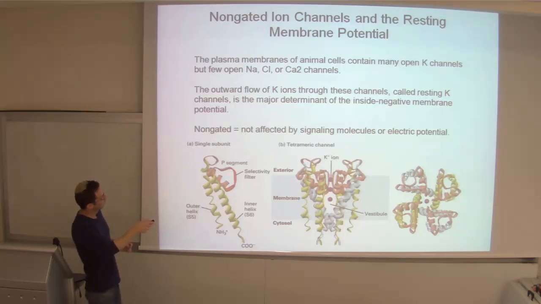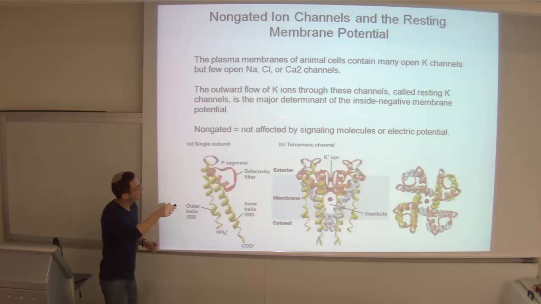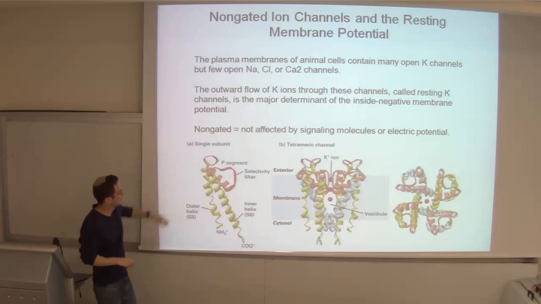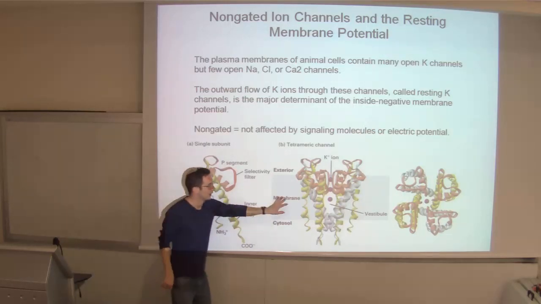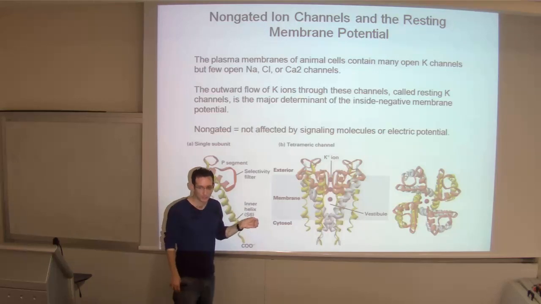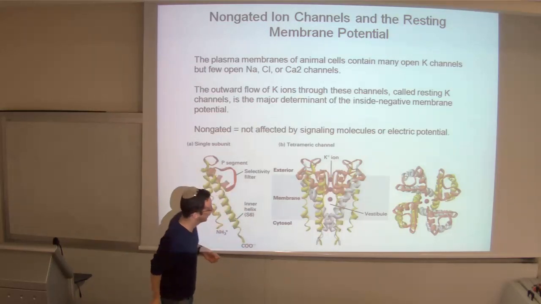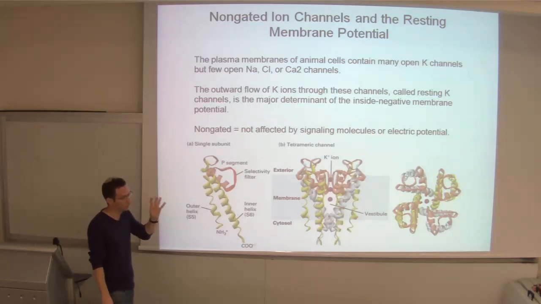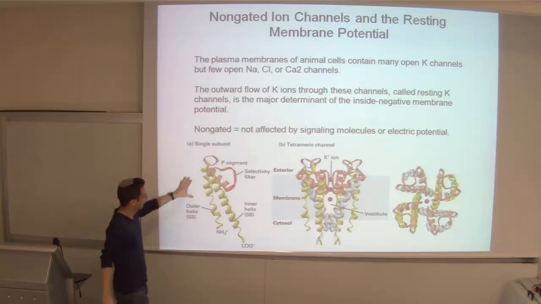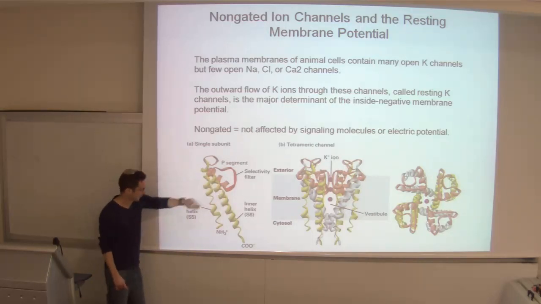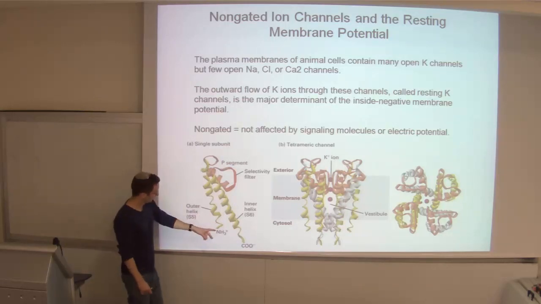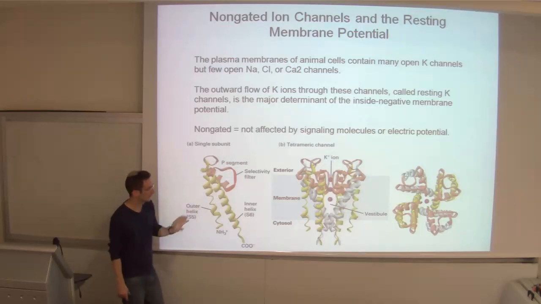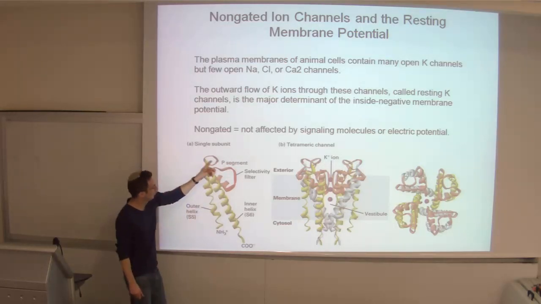Okay, the outward flow of potassium ions through this channel is the one that determines the inside negative membrane potential. We already said what we mean by non-gated. Now we're looking at the potassium selective passive ion channel, a channel without a gate. It's a tetramer, a homotetramer, composed of four identical subunits. Each subunit, you see here a single subunit, is composed of two alpha helices, a structure that sits nicely in the plasma membrane, and then a loop between them.